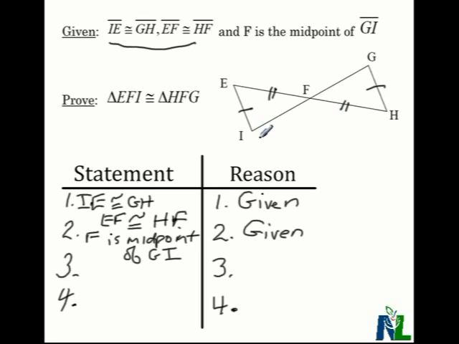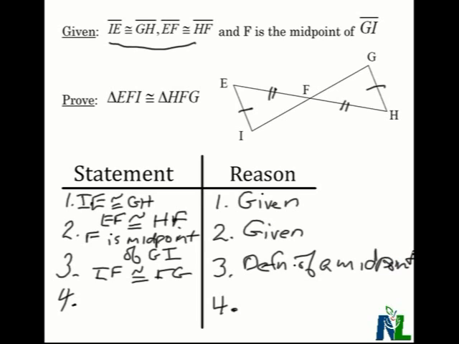And if you think about it, we also know that F is the midpoint of GI, which means if it's a midpoint, that IF must be congruent to FG. And the reason for that is because of the definition of a midpoint. Okay? So now I can go back to my diagram and I'm actually going to put three markings on this side. It's congruent to this side up here, FG.